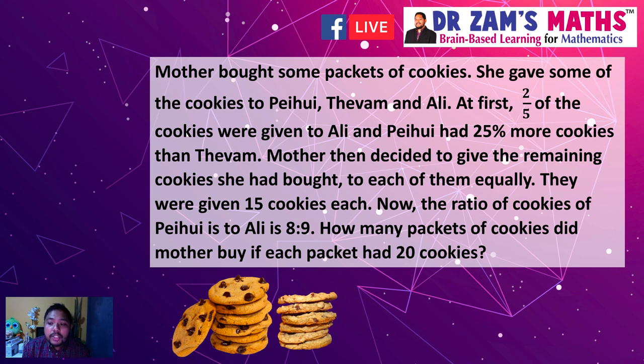Now, the ratio of cookies of Peihui to Ali is 8:9. How many packets of cookies did mother buy if each packet had 20 cookies?